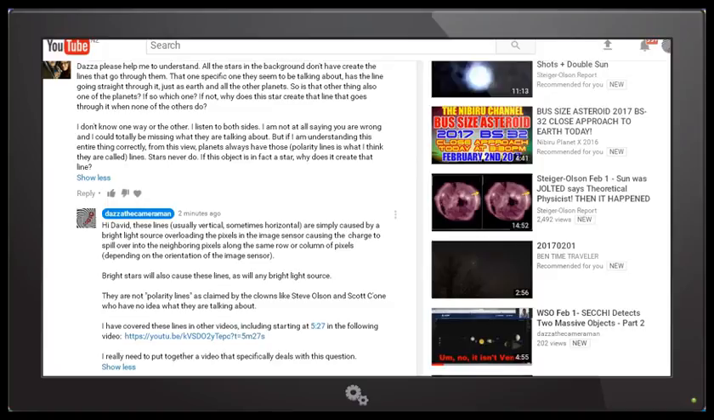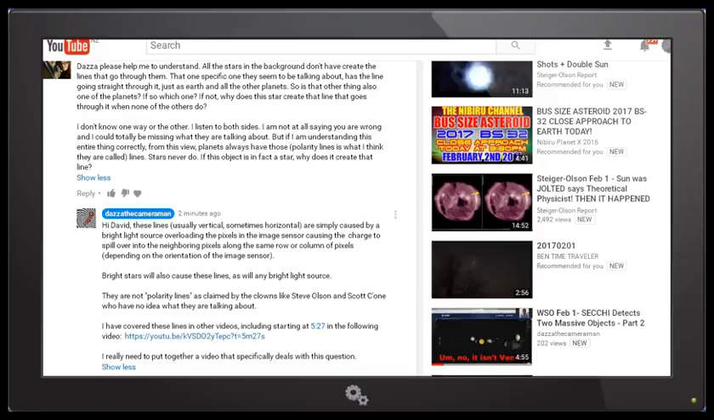David asks the question, Dazza, please help me to understand. All the stars in the background don't have the lines that go through them. That one specific one they seem to be talking about has the line going straight through it, just as the Earth and all the other planets. So is that other thing also one of the planets? If so, which one? If not, why does the star create that line that goes through it when none of the others do? David also goes on to say, if I'm understanding this entire thing correctly, from this view, planets always have those polarity lines, is what I think they're called. Stars never do. If this object is in fact a star, why does it create that line?